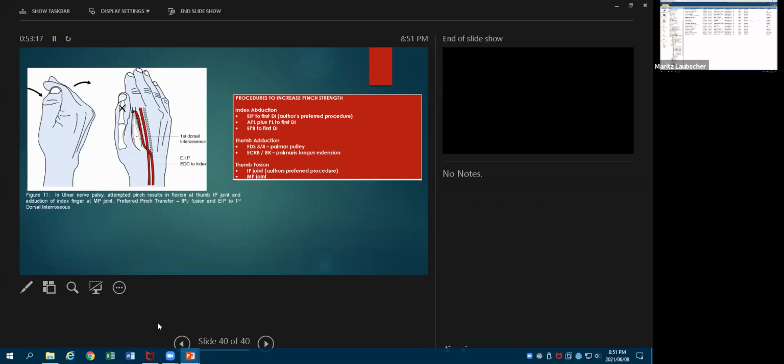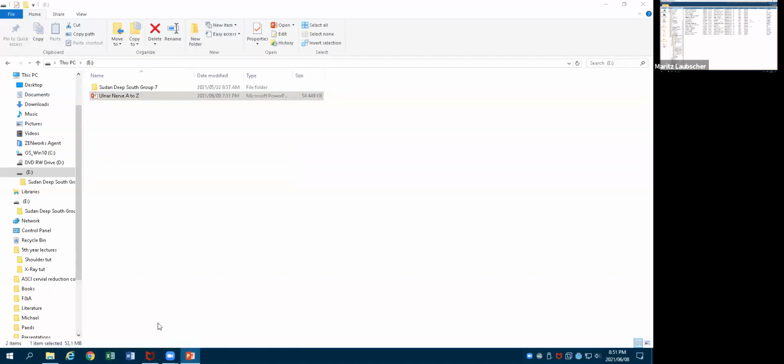Okay, that's it. That's all the transfers you need to know. That's all the anatomy you need to know. That's all the compression syndromes you need to know for the ulnar nerve, and all the differential diagnoses for ulnar nerve problems.